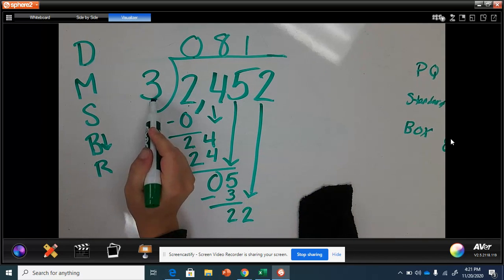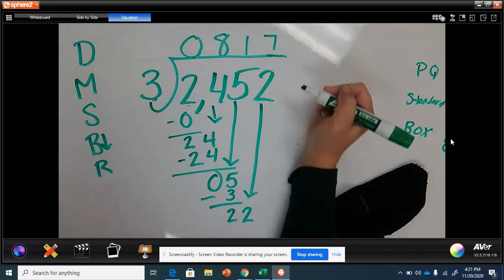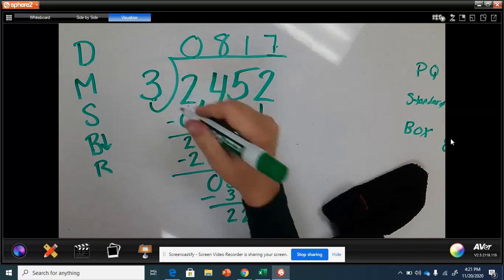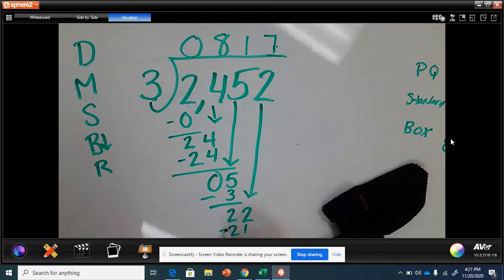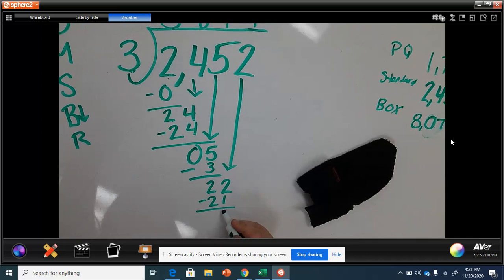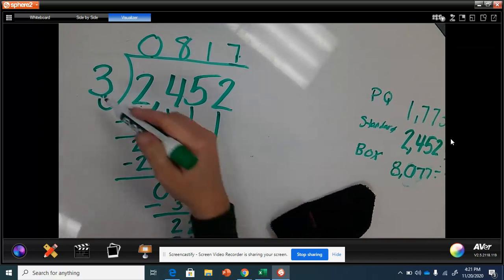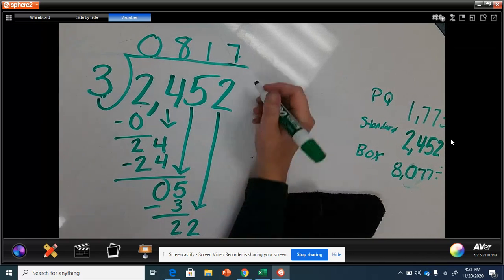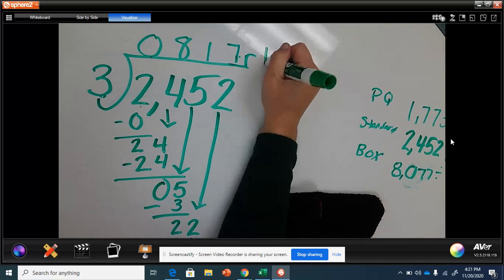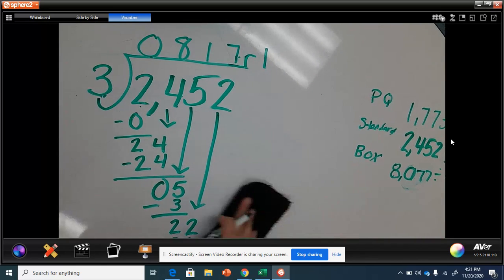My next step is to bring down my 2. Now I'm asking myself how many times does 3 go into 22? 3 goes into 22 7 times. 3 times 7 is 21. Subtract, and I'll squeeze this down here. 22 minus 21 is 1. So my answer, since 3 can't go into 1, will be 817, remainder of 1. So that is the standard algorithm.